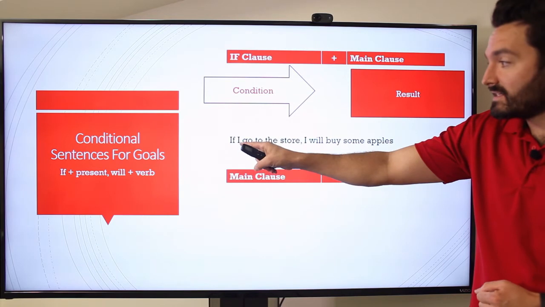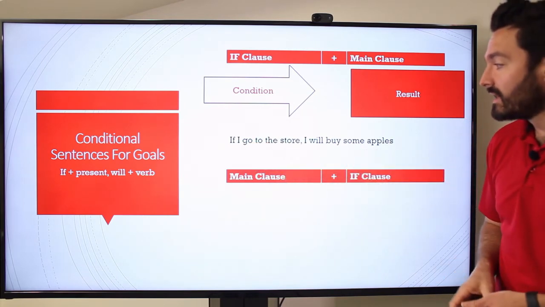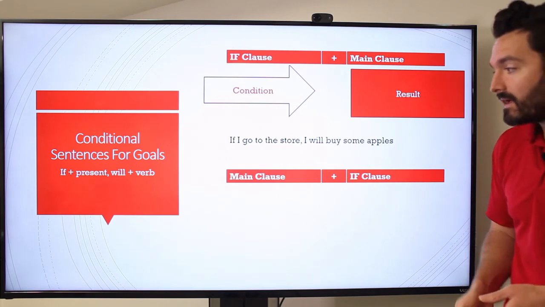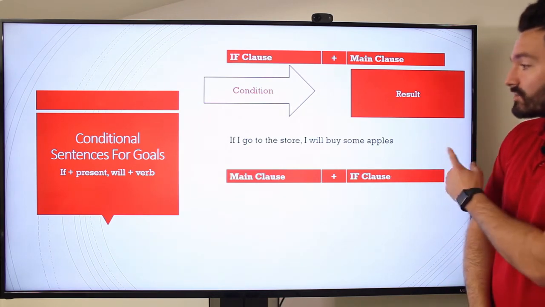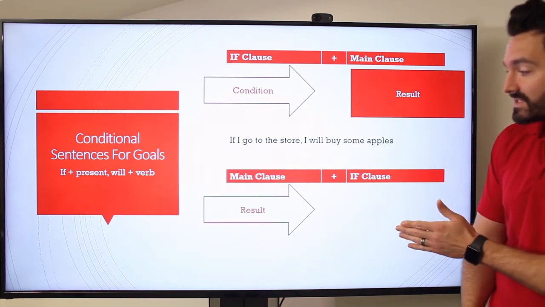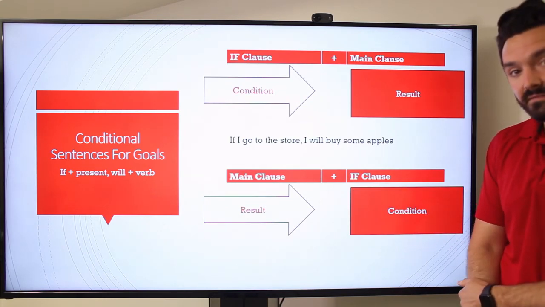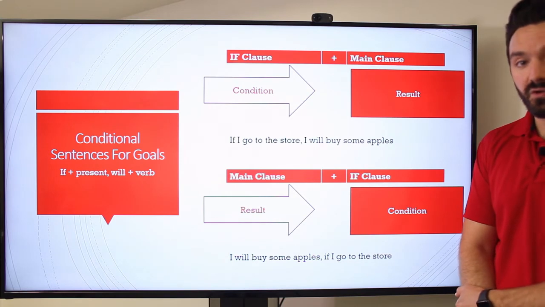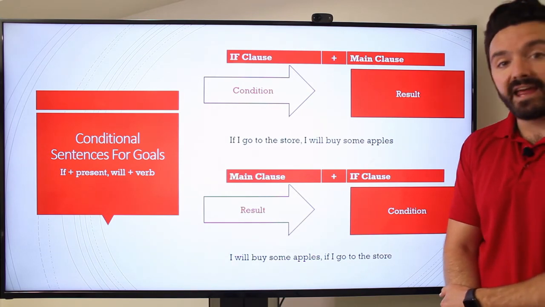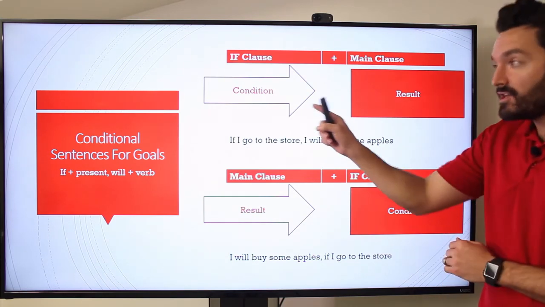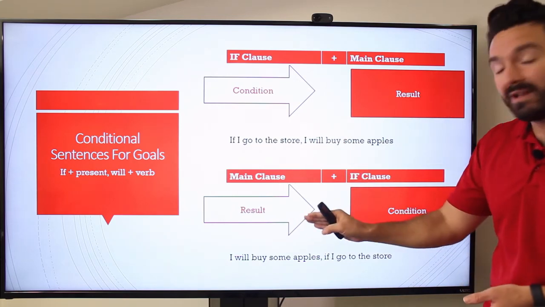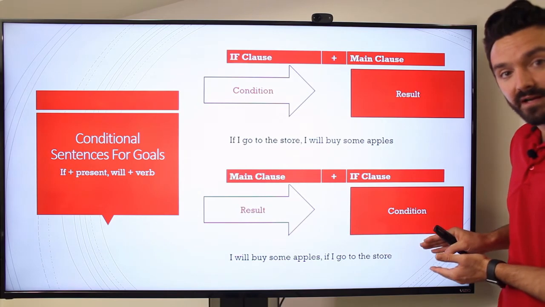We have my if clause. If I go to the store, I will buy, that's my verb, buy some apples. You can also say it the other way. You can say the result first. So you can have the result plus the if clause. I will buy some apples if I go to the store. Both of these sentences mean the same thing. If I do something, then something else will happen. Or something will happen if I do something else.